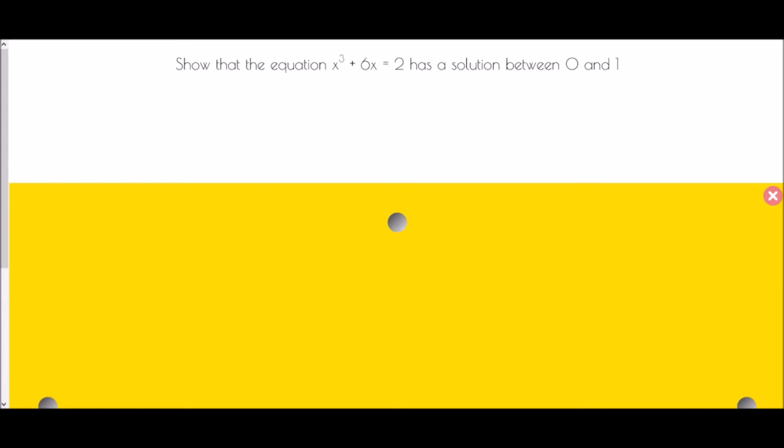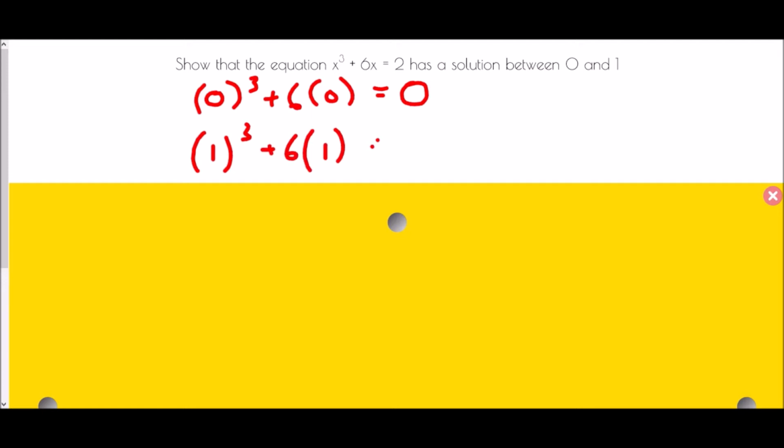Well, the way that we're going to do that is we're just going to use a bit of substitution. So we're going to place each of those values into our equation and see what happens. So in the first case, we have 0 cubed plus 6 lots of 0. Now, if we work that out, 0 cubed is 0 and 6 times 0 is 0, so that is an answer of 0. If I use the number 1, well, 1 cubed plus 6 lots of 1, well, 1 cubed is 1, and 6 times 1 is 6, so 1 plus 6 is 7.